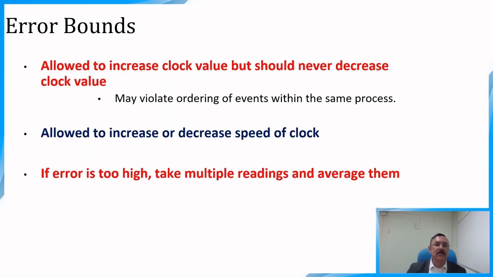Now the error bounds are already there. It is allowed to increase the clock value but should never decrease the clock value, as that may violate the ordering of the events within the same process. This error bound is allowed to increase or decrease the speed of the clock. If the error is too high, take multiple readings and average them.